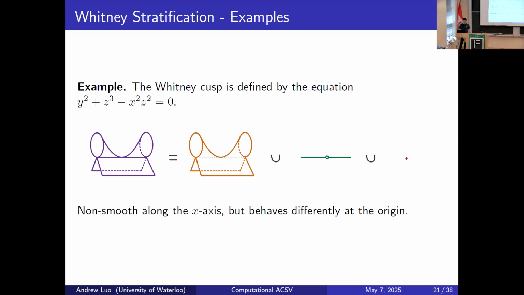And just to show that Whitney stratifications are not generally immediately obvious, a famous example is the Whitney cusp. Here, if you look at this variety, it's smooth everywhere except along this x-axis. So if you just remove the x-axis, then you would get a line which is everywhere smooth, except that you can't just make that its own component and call it a day. Because if you look at the original picture, the origin actually behaves very differently than the rest of the x-axis. So you would actually need to put it in its own component.